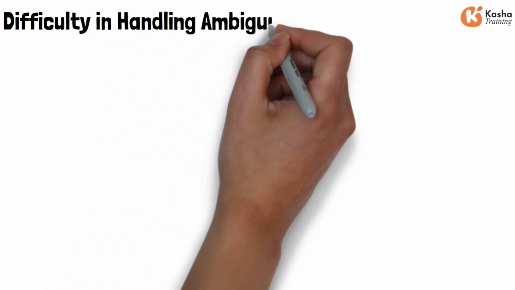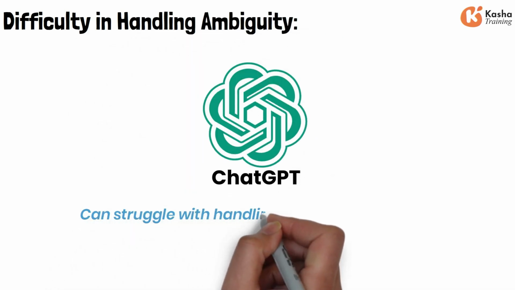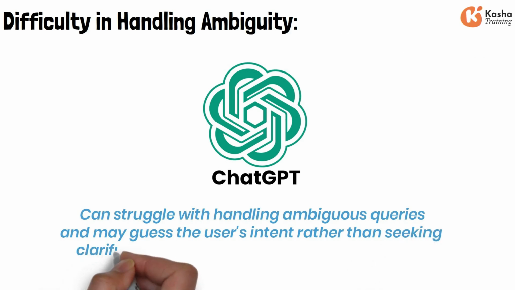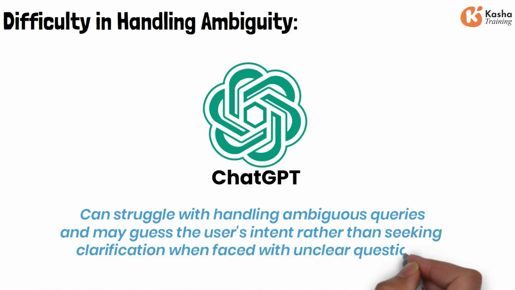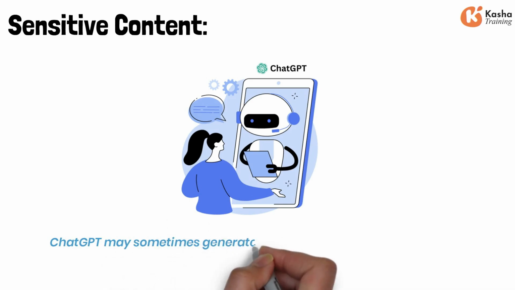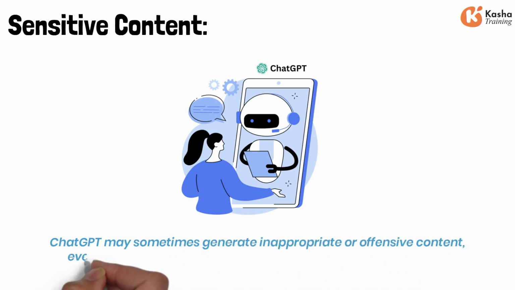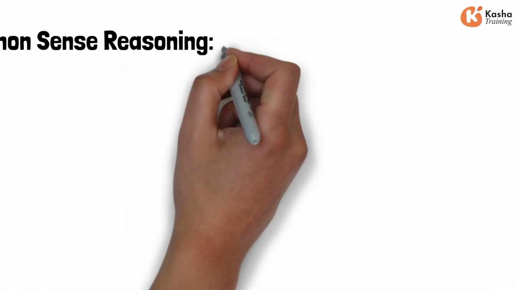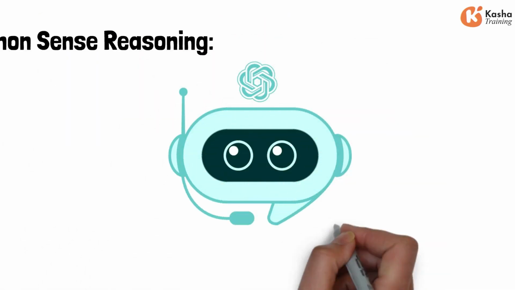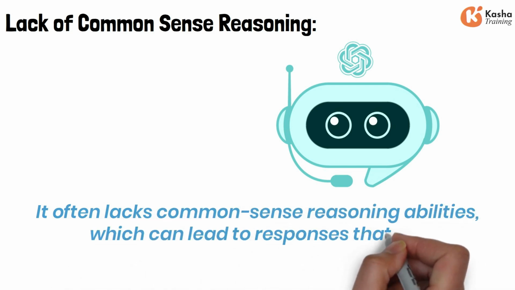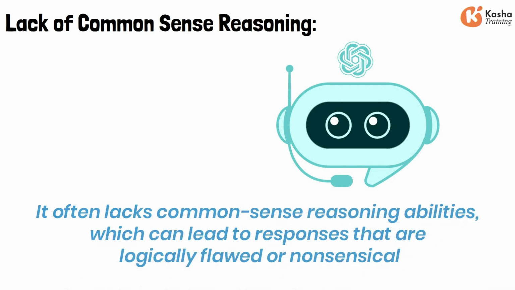Difficulty in handling ambiguity: ChatGPT can struggle with handling ambiguous queries and may guess the user's intent rather than seeking clarification when faced with unclear questions. Sensitive content: ChatGPT may sometimes generate inappropriate or offensive content, even though efforts have been made to filter out such responses. Lack of common sense reasoning: while ChatGPT can provide information, it often lacks common sense reasoning abilities, which can lead to responses that are logically flawed or nonsensical.